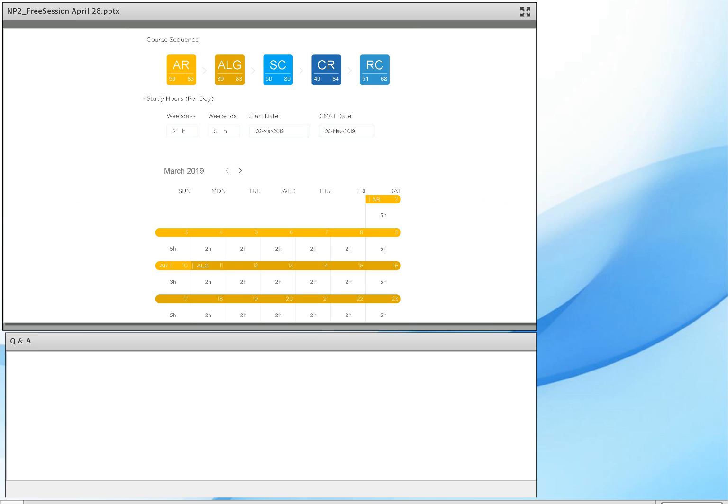Beyond that, it also creates a calendar view. And if you figure out that some of these days you can't study, you can just click on that particular day, adjust the amount of time that you think you can put in on that day, and the plan adjusts by itself.